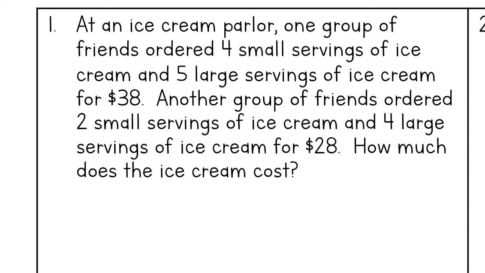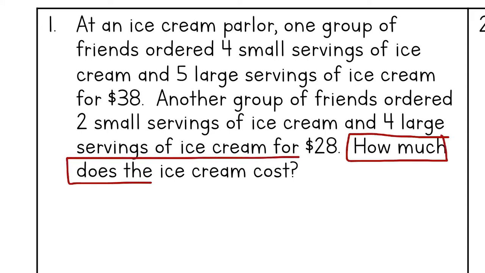So the easiest way to find out what your variable should be is by looking at the question. So how much does the ice cream cost? That's what your variables have to be. It has to have something to do with the cost of ice cream. But remember I said there should be two different variables. So what we're going to have is small servings and large servings. See that? Small servings and large servings.